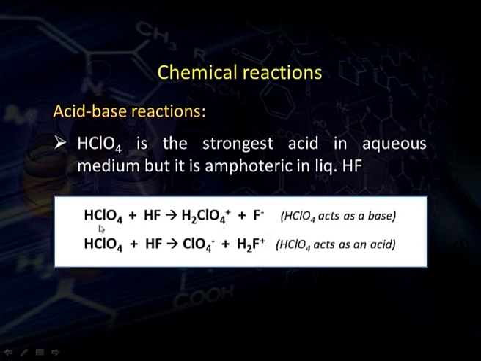So, we have HClO4, when it reacts with HF, it can form H2ClO4 positive. That means it has accepted a proton from HF. So, here it is behaving as a base in the first equation. In the second case, HClO4, when it reacts with HF, it is donating its proton and it forms ClO4 negative plus H2F positive. So, in this case it is behaving as an acid. So, we can see that HClO4 can donate its proton as well as it can take a proton. So, it can behave as both acid and base, and hence it has an amphoteric nature.